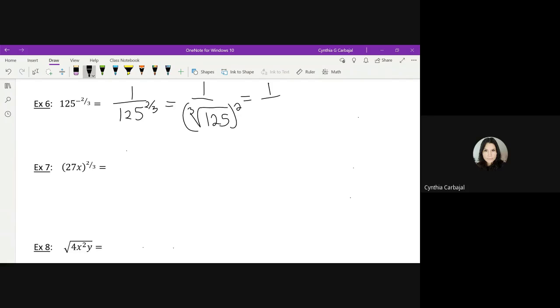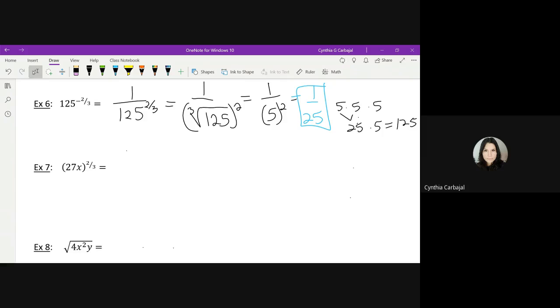Now you're trying to find the number that multiplies by itself 3 times to give me 125. So 5 times 5 is 25. And if I multiply it times another 5, it actually gives me 125, right? So then the cube root of 125 is 5. But I still have that 2 outside. That one's easy because 5 squared is 25. So that is our answer, 1/25.